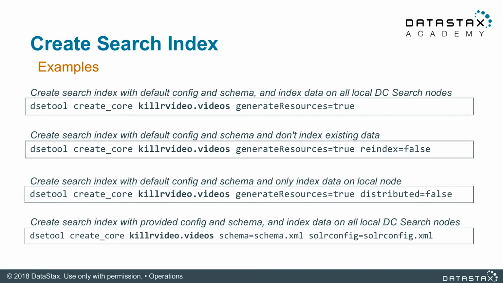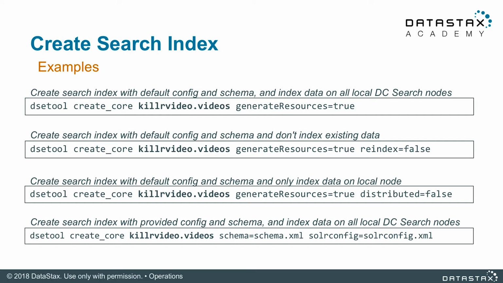Here are some examples of using the create core command. The first example is one of the simplest, which is just to create a search index on the killrvideo videos table and automatically generate the schema and config. The command will also re-index data across all search nodes in the cluster. The second example can be used in a situation where you don't want to re-index the existing data. It will just create the search index for killrvideo videos using the automatically generated resource files. The third example uses the distributed flag to only re-index data on the local node.